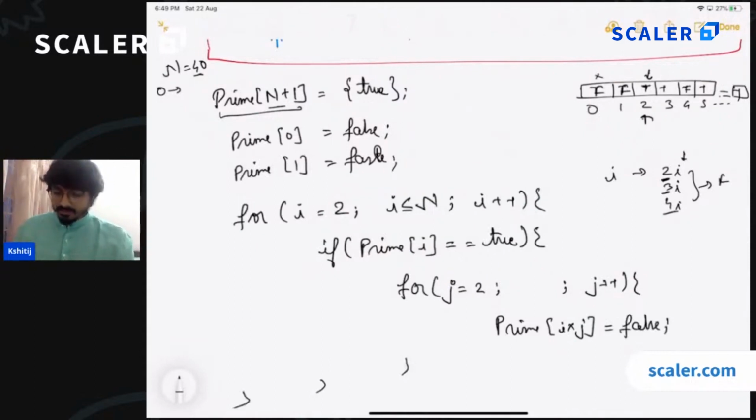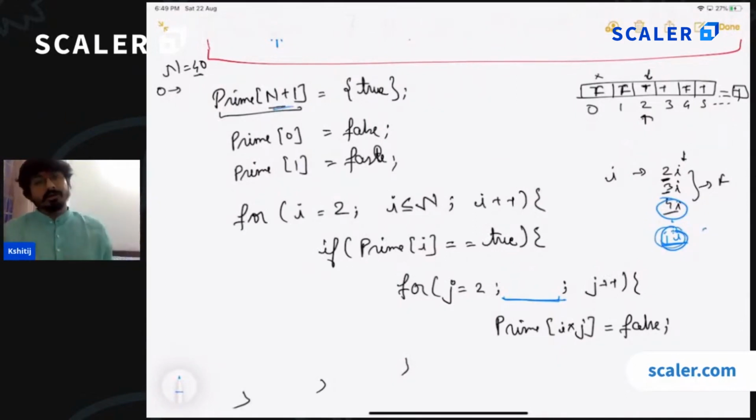Now, can you guys help me out with this condition? What should come in this place? Till what value do we have to increase j? We don't know, right? We actually don't know till when we should be incrementing j. But what we know is that this product, this 3i, 4i or ji, can never be greater than the maximum value that we have. So this product can never be greater than n. This always has to be less than or equal to n, right?